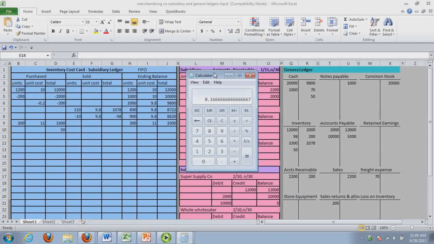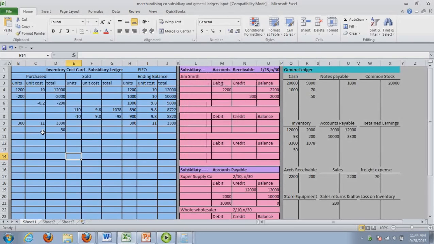Unfortunately, it doesn't come out evenly. I should have done better numbers here, but I'm going to go ahead and round it. We'll have a little bit of a rounding error at the end, but we'll live with it. So 17 cents. We'll round it up to 17 just to make life a little easier. So it adds to the cost of the inventory.